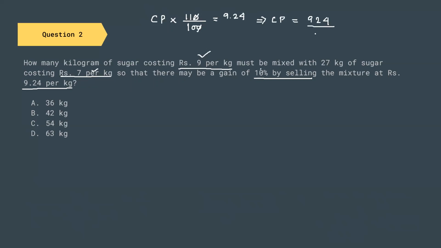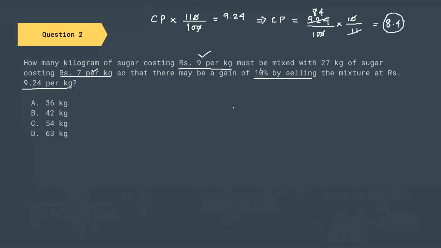924 divided by 100, and this will be equal to 10 divided by 11. 1 0 cancel, 1 0 cancel, and 11 and this thing cancel. So we are going to get 8 and 4. So the cost of the mixture will be 8.4 rupees per kg.